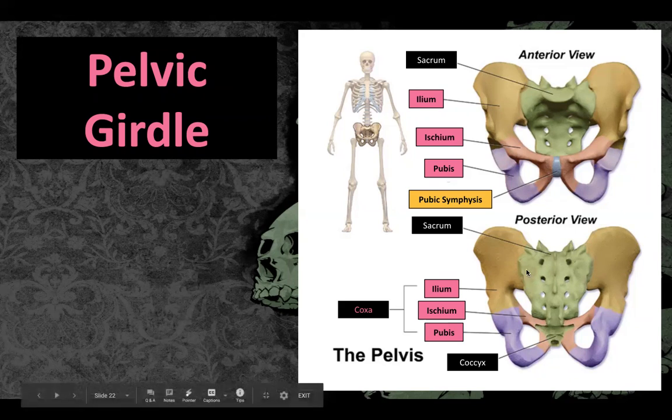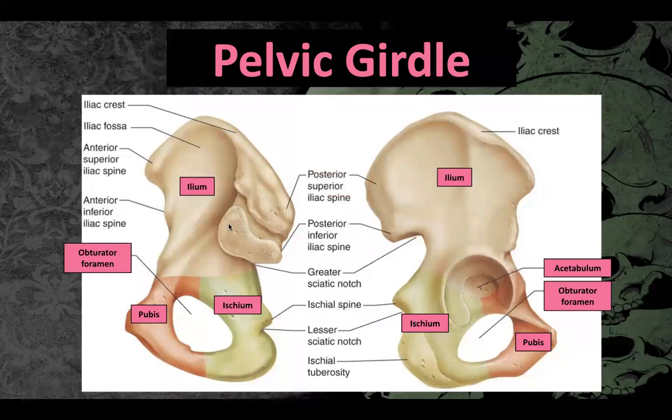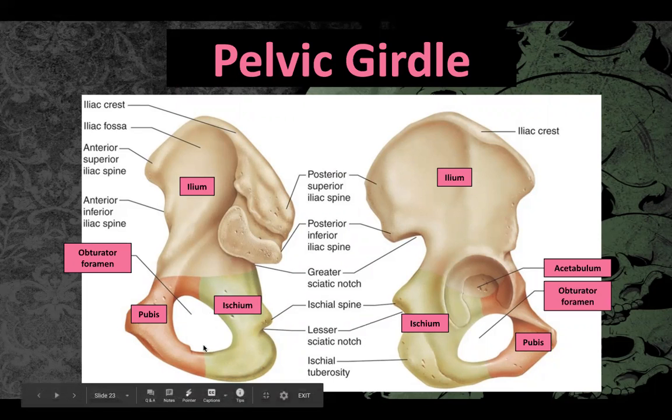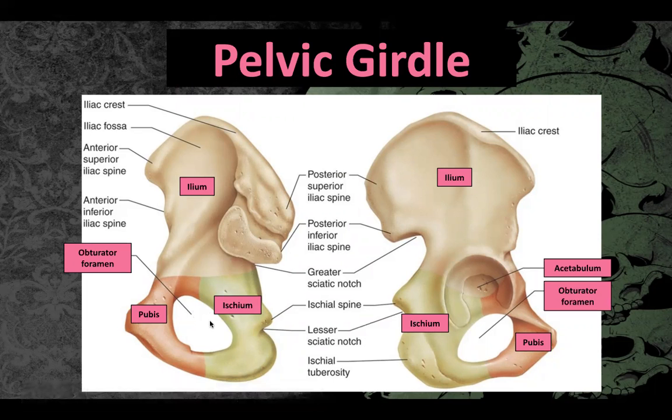Okay. And then if we look posteriorly, we would also be able to see the coccyx and the tailbone. Okay, so just looking a little bit more closely at the pelvic girdle, you have a huge foramen for the passage of blood vessels and nerves. The acetabulum is where the femur is going to fit into the hip joint.